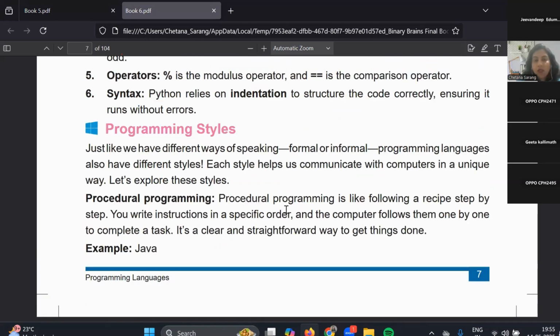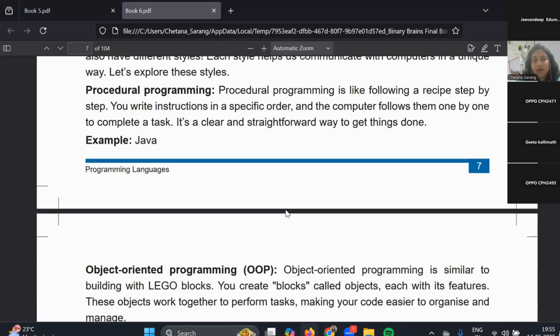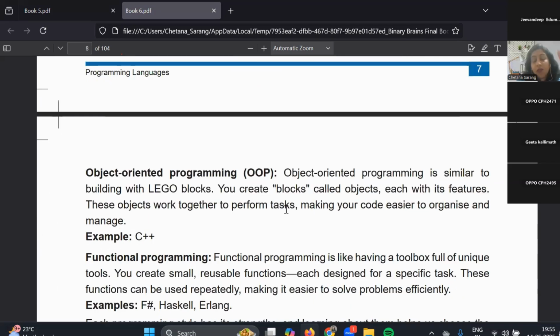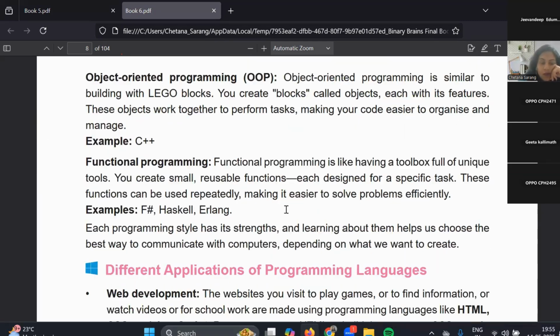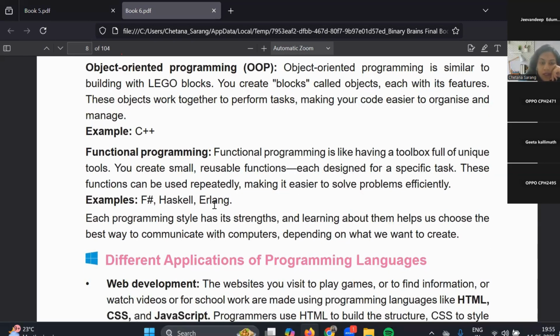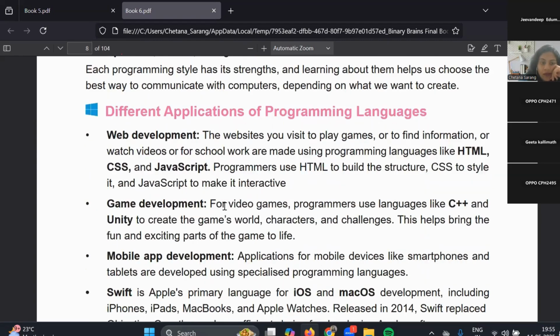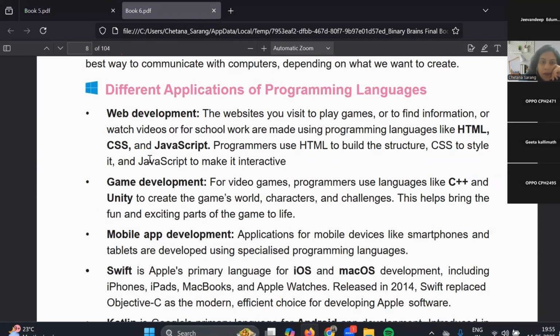Then programming styles. Java adopts procedural. Then C++, object-oriented, and Python is built using C++. Then functional programming: F#, Haskell, Erlang. So different applications we just covered.